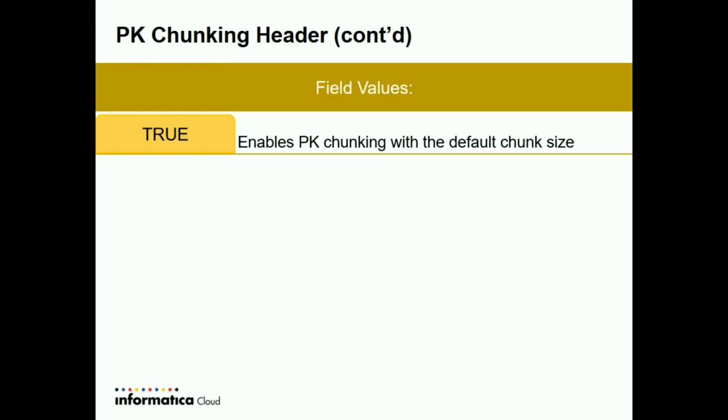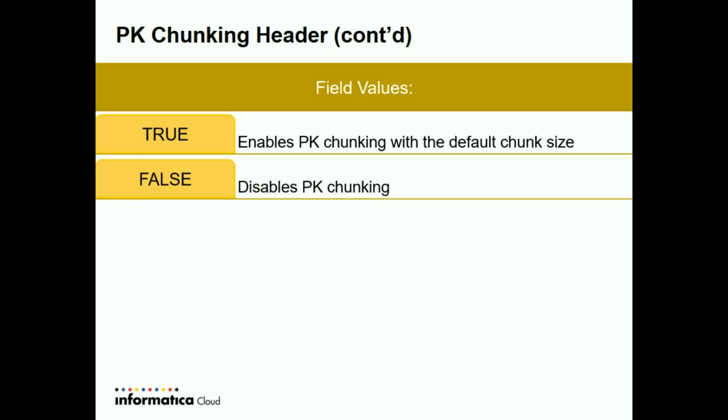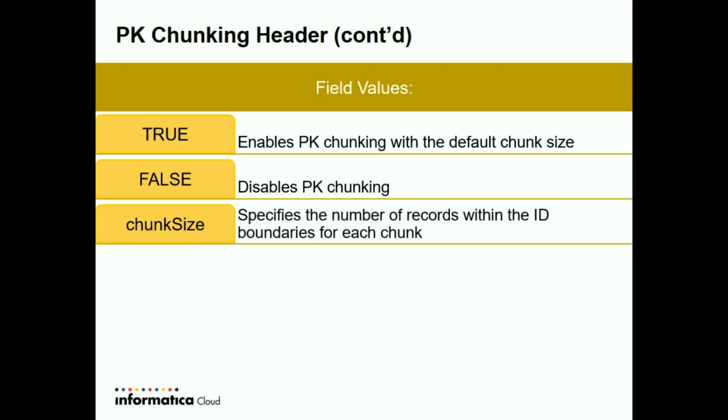Some of the common field values are: True. It enables PK chunking with the default chunk size starting from the first record ID in the queried table. False. This disables PK chunking. If the header is not provided in the request, the default is false. Chunk size. This specifies the number of records within the ID boundaries for each chunk. The default is 100,000 and the maximum size is 250,000. If the query contains filters or soft deleted records, the number of returned results for each chunk could be less than the chunk size.